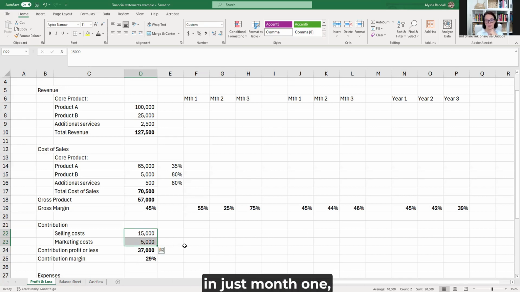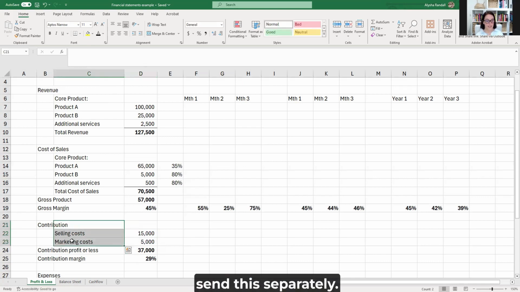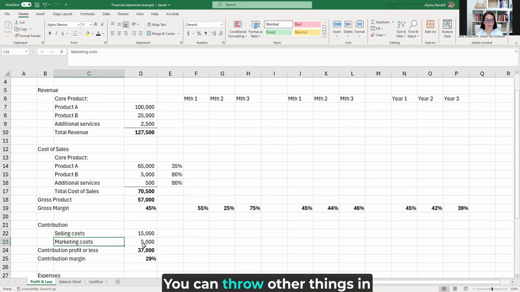It's hard to do that in just month one, but particularly over time, because this is an investment. You're investing in the business to get more revenue. And this investment, is it paying off? So this is why I would send this separately. You can throw other things in here, such as customer services, because again, customer services increases as your revenue increases. You can pull it back. You don't have to. You can have a real lean team, for example.